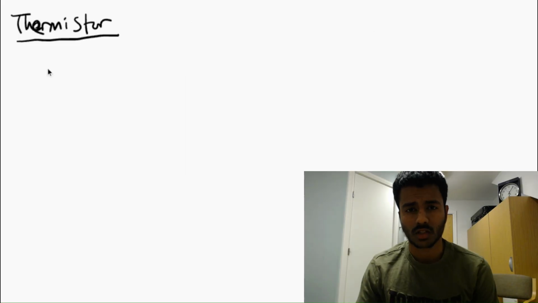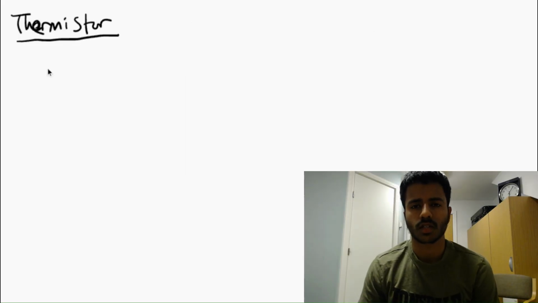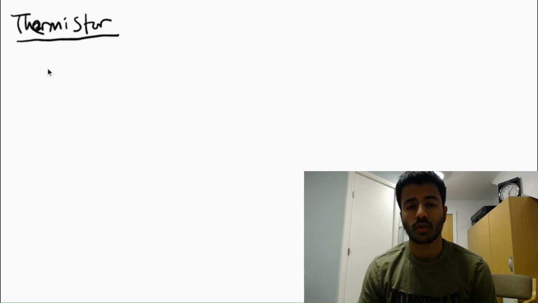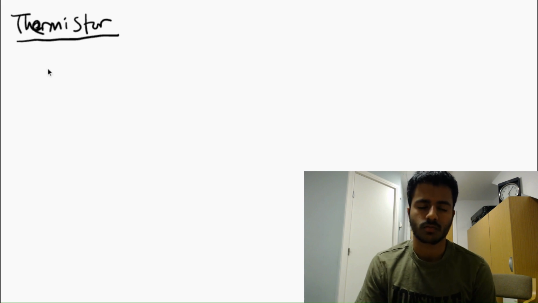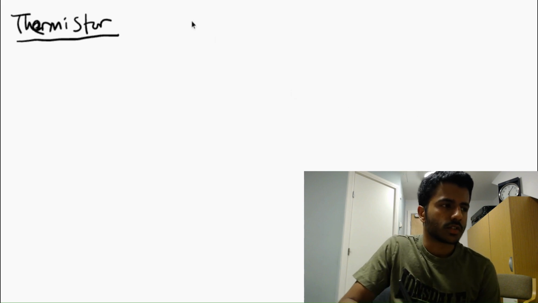We're going to be looking at some of the more complex circuit components that you might come across in your exams. And the first one is a thermistor.